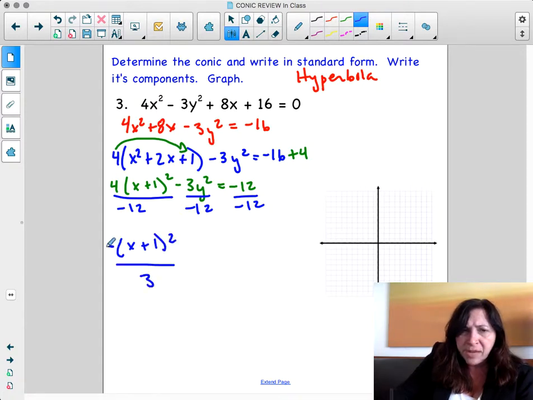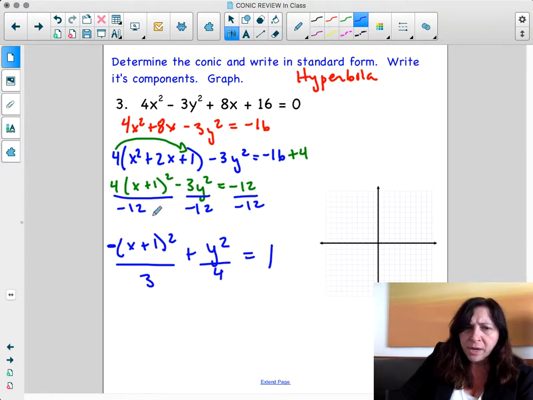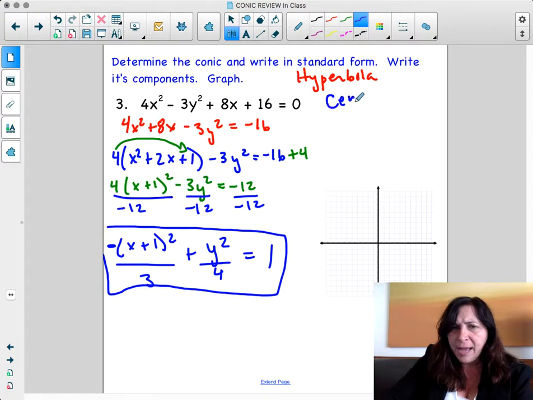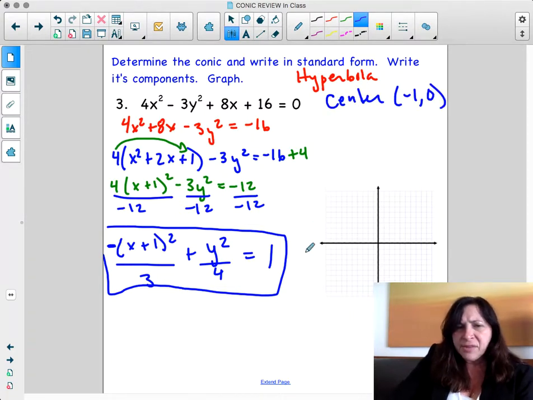And remember, this is a negative, so that's out front. Plus y squared over 4 is equal to 1. So we have this equation right here. Now, this also tells me that my hyperbola has a center of -1, 0. It means in the x direction, I'm going to go the square root of 3.